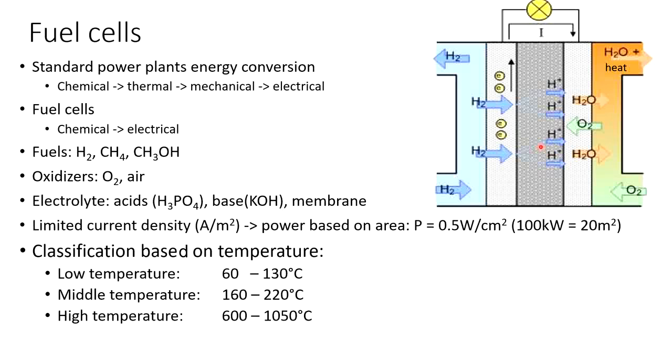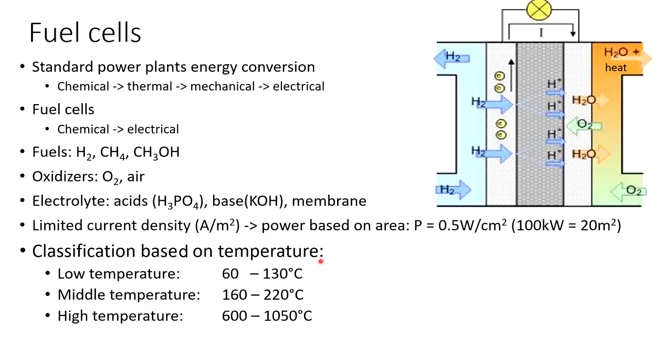The limitation of the fuel cell is in the current density, typically given in amperes, or more likely milliamperes per square meter. So the power is based on the area. For example, if the power density is half watt per square meter, so 100 kilowatt system would require 20 square meters of the surface of the electrode, of the electrodes and of the membrane.